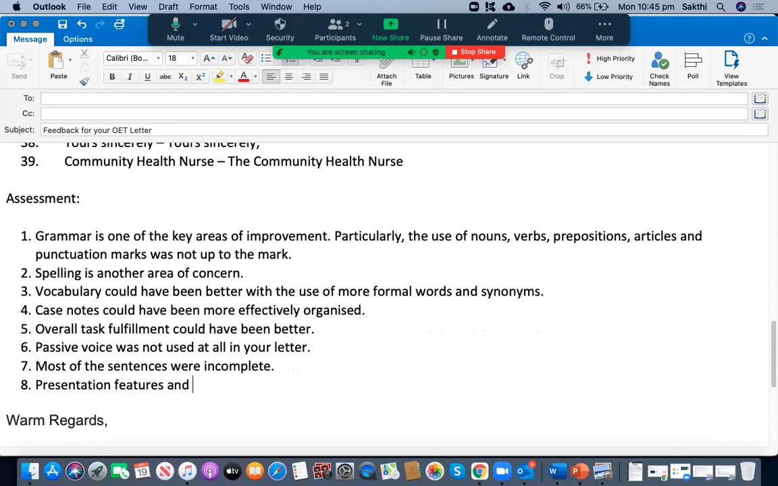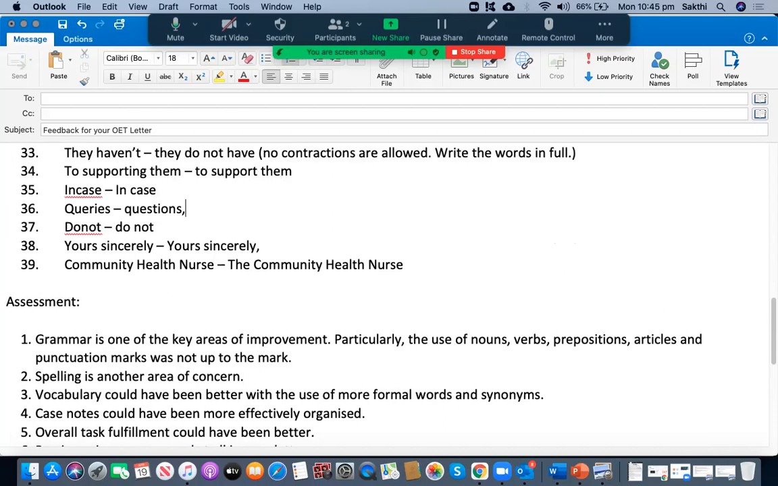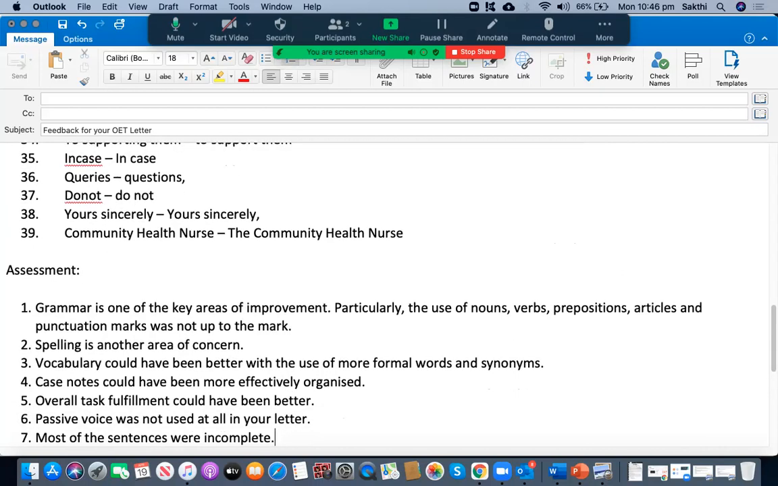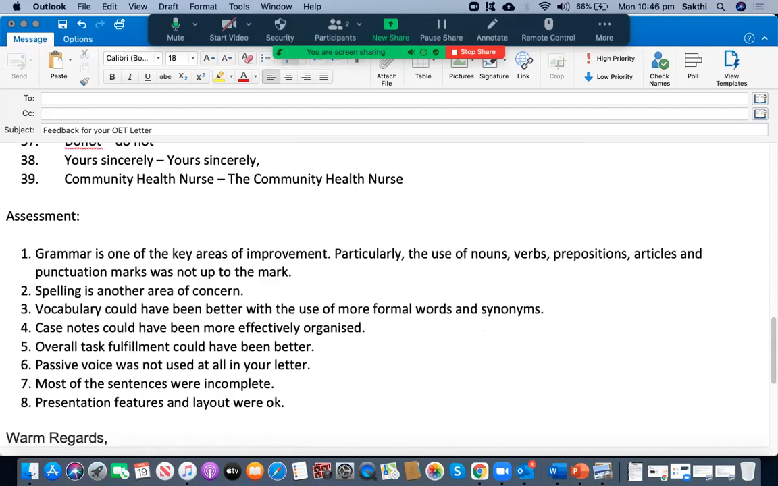Presentation features and layout were just okay. I mean, you were able to give enough space between two words apart from these ones like do not, in case, and so on. So you have given blank lines between two sections of the letter, which is good. I'm very happy with that. That's one of the good things.